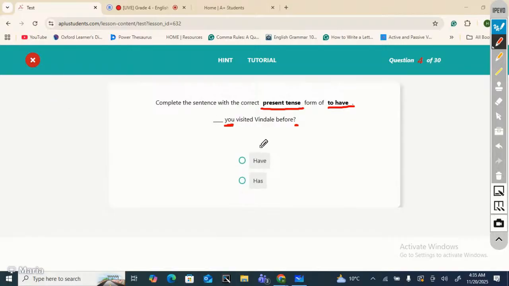Okay, Matthew's answer is correct. It's option one. Have you visited? Because the subject is you, we use have in present tense. So it's have.